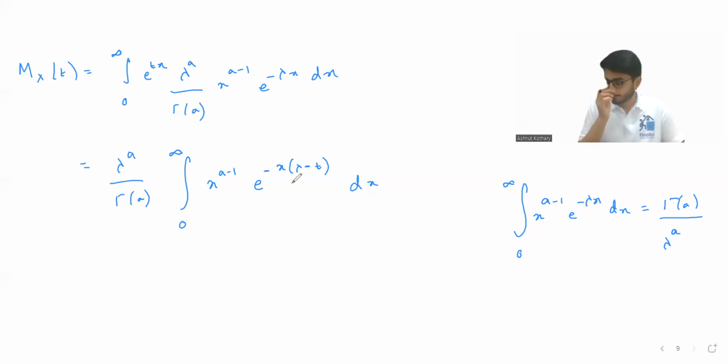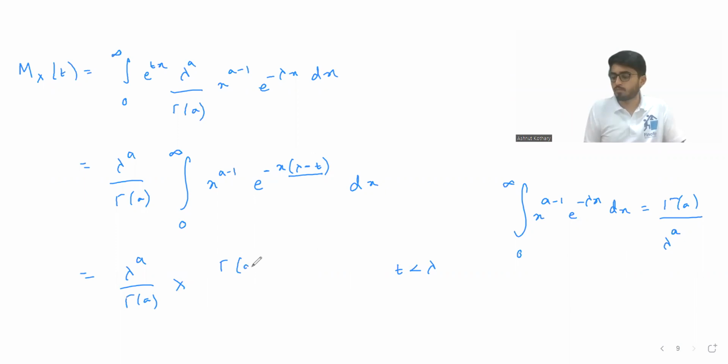Now here, lambda to the power a by gamma a. Note that this integral will be valid only if this entire term is positive, that is, t is less than lambda. Only if t is less than lambda will this term be positive, and only then does it come in the form e to the power minus x into some positive constant. So now this shall become gamma a by lambda minus t to the power a. And this condition will carry additional marks: this results only when t is less than lambda.